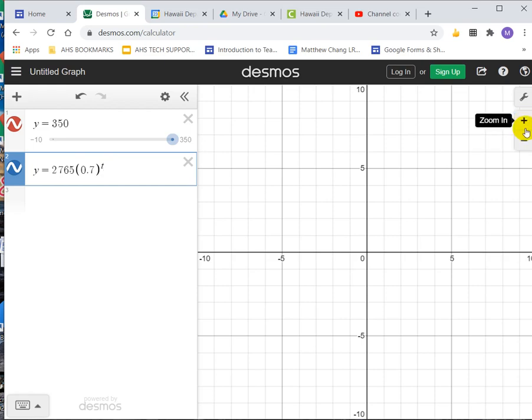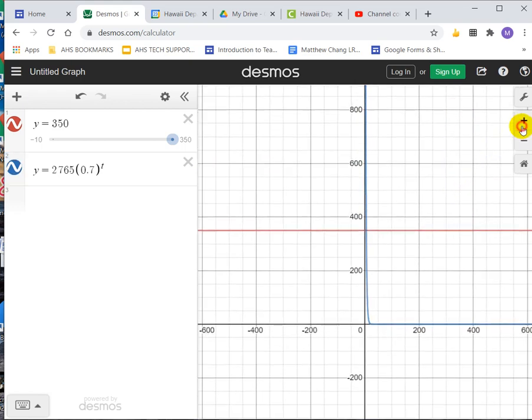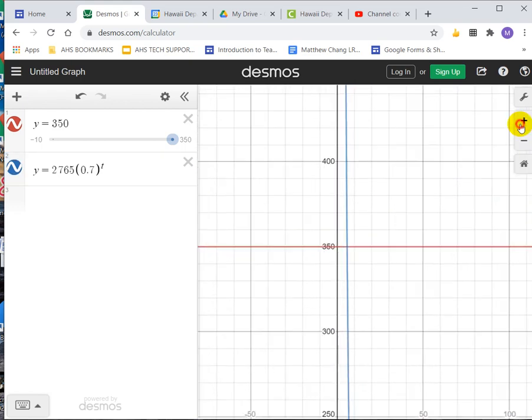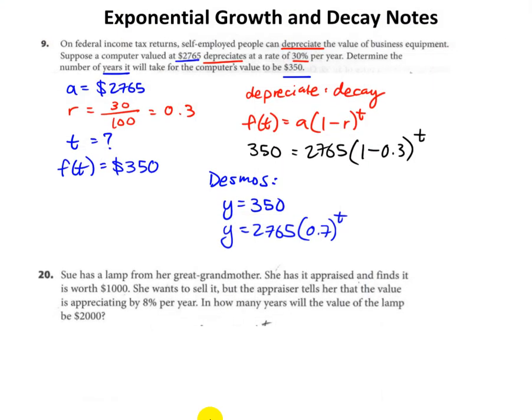You can zoom out or zoom in. So let's zoom out a little bit. Okay. So as you can see here, if I zoom all the way in, we're looking for the intersection point. So the intersection point here, this represents t. So this means this is going to be about 5.795 years or something. Or if we round to the nearest tenth, this is going to be approximately 5.79, so about 5.8 years.